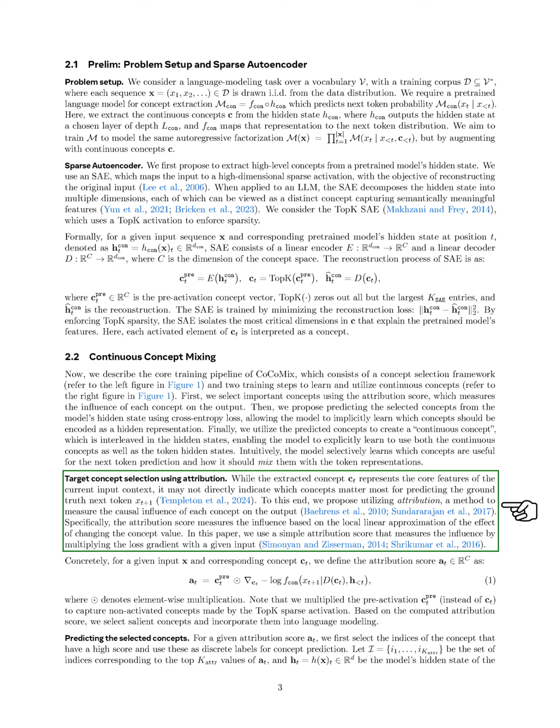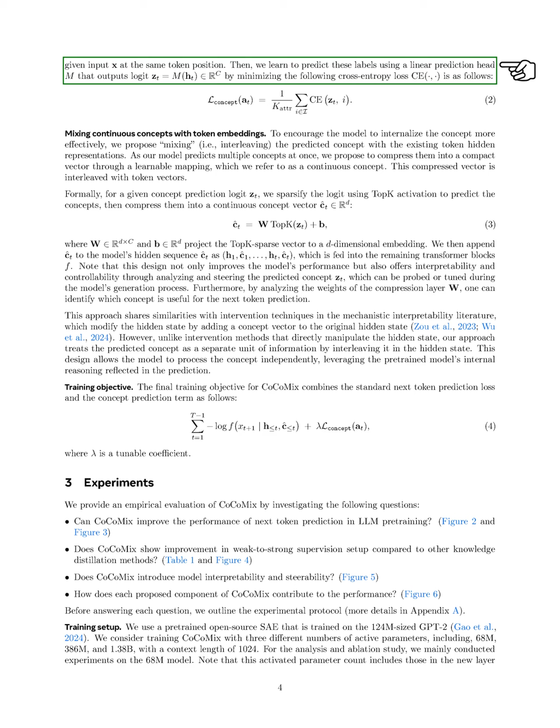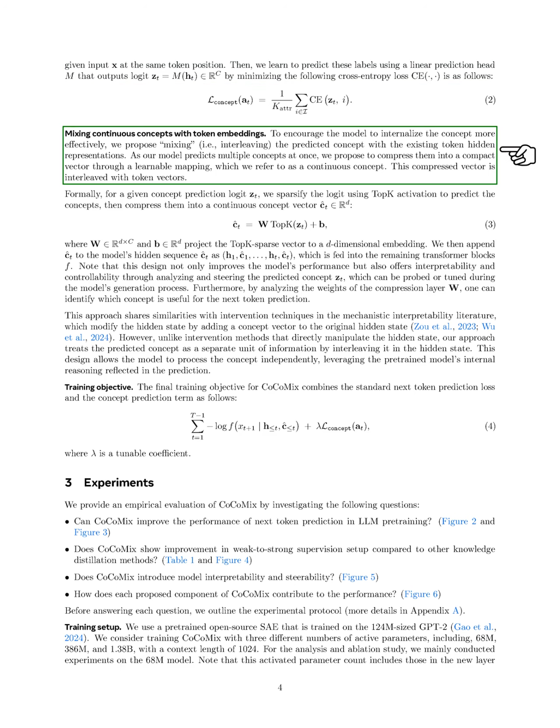When predicting the selected concepts, we first identify the indices of the concepts with high attribution scores and use these as labels for prediction. We then learn to predict these labels using a linear model that outputs logits by minimizing the cross-entropy loss. To help the model better internalize the concepts, we mix the predicted concepts with the existing token representations.